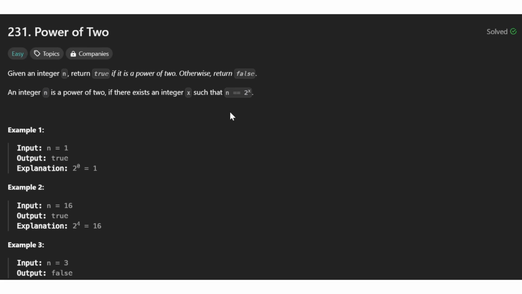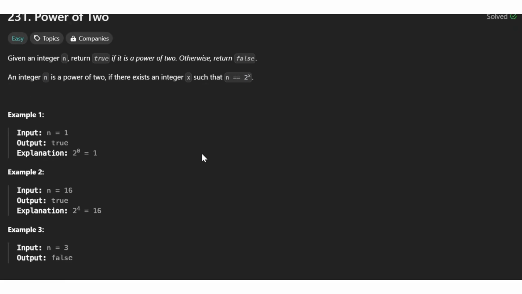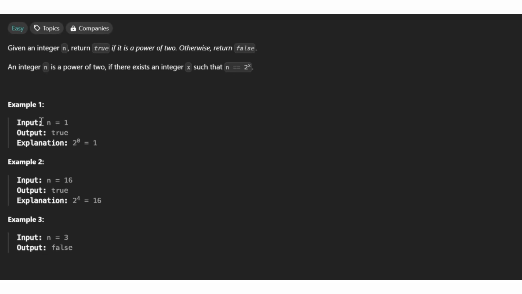Now, what does it mean? We are given an integer n. We have to return true if it is a power of 2, otherwise, we have to return false. Here, three examples are given. In example 1, input n is 1 and the output will be true because 2 to the power 0 is 1. In the second example, n is 16 and we know that 2 to the power 4 is 16, so the output will be true. In the third example, n is 3 and we know that 2 to the power of any number is not equal to 3, so the output will be false.